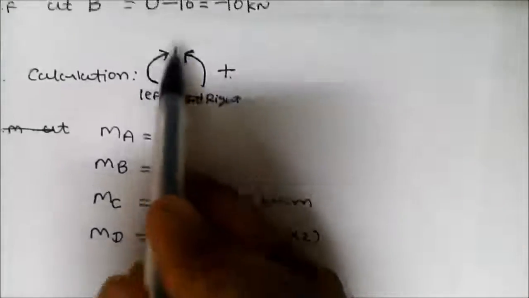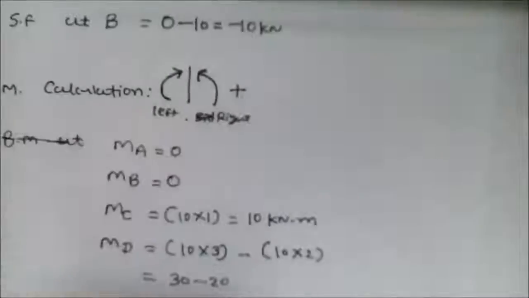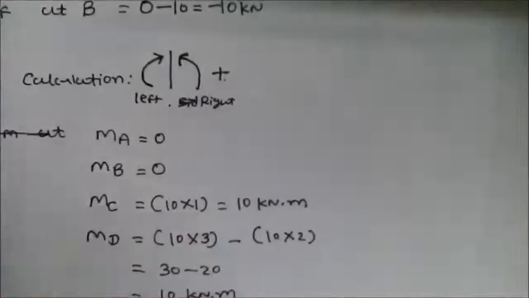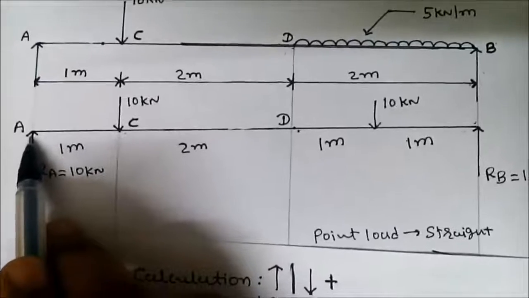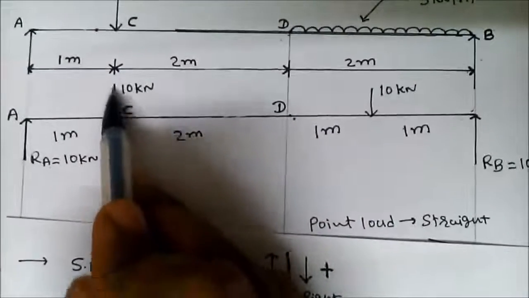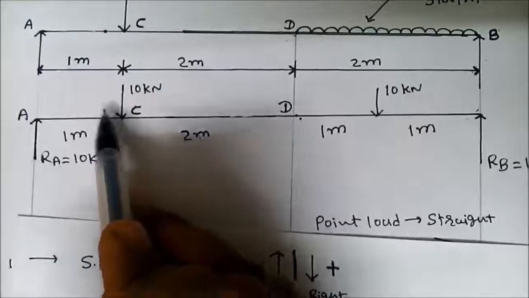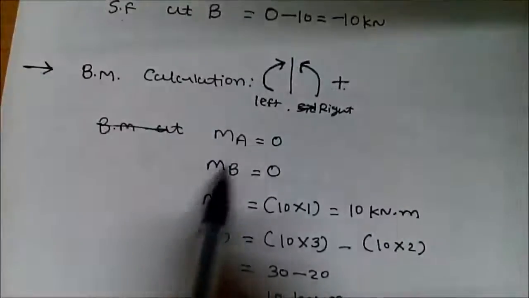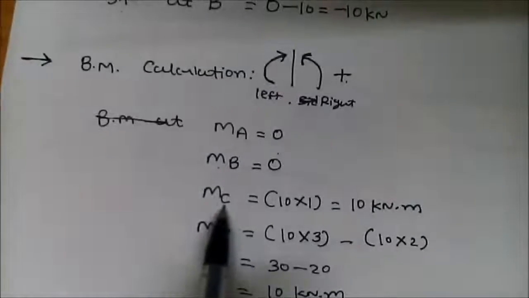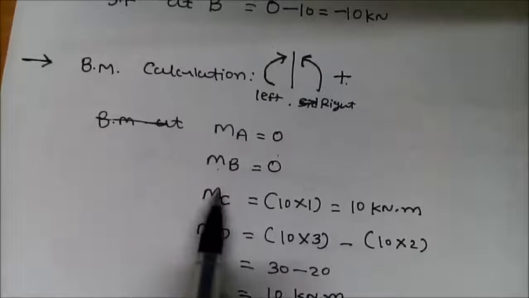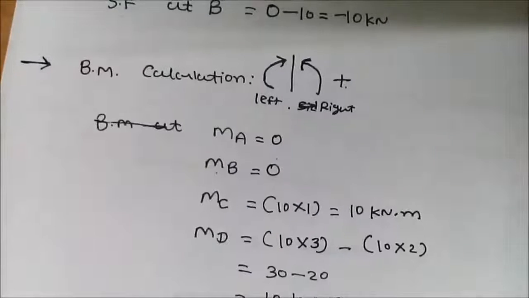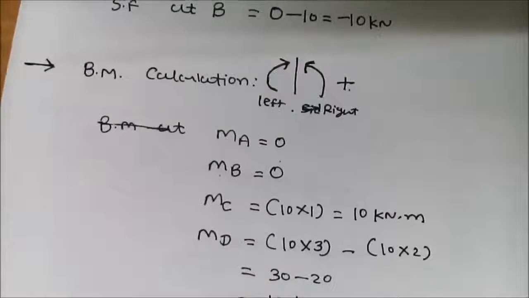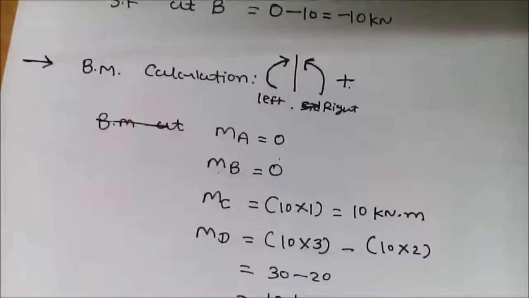Otherwise you can easily find whether the moment is plus or minus. If the force is going upward then you take positive, and if the force is going downward then take negative. The last 2 points have bending moment 0. Then if we are finding bending moment at C, hide C and see which side has fewer forces, and then take moment from this side. Thank you.